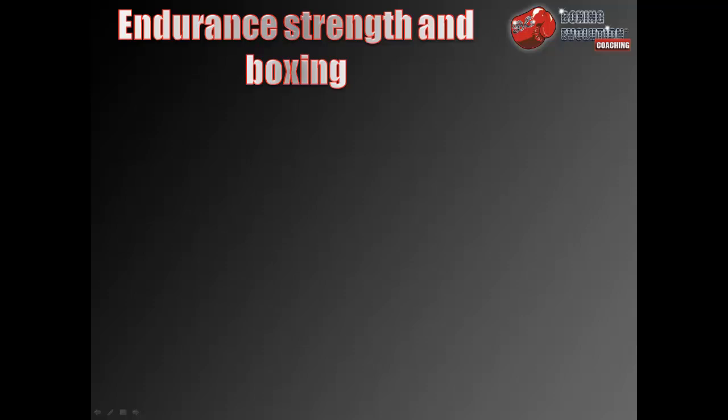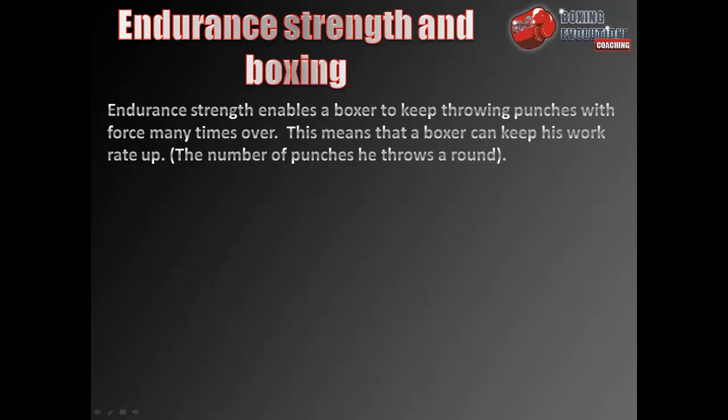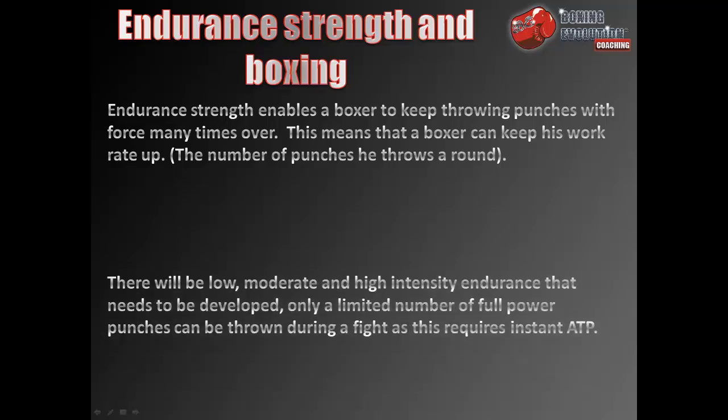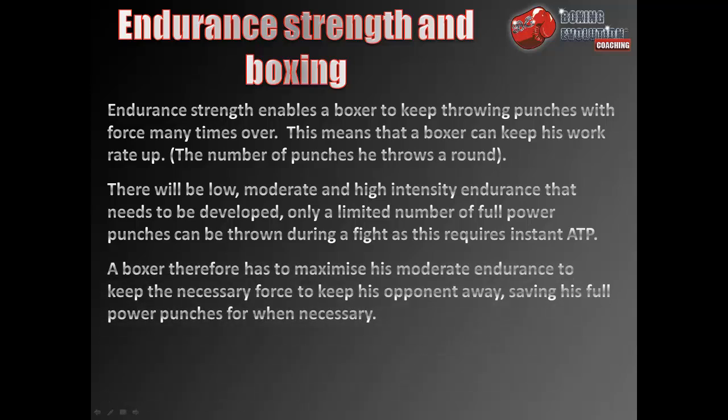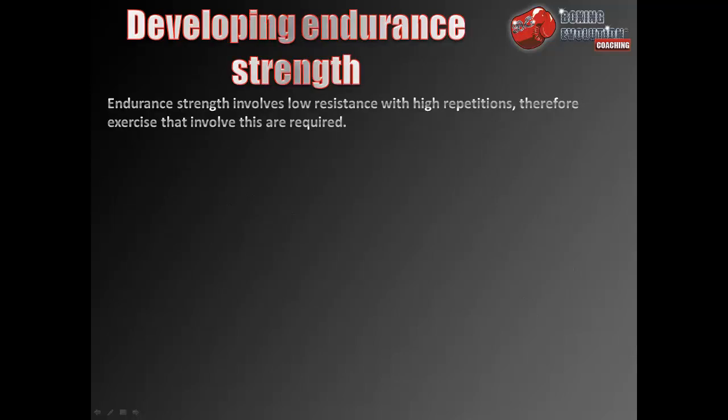Endurance strength from boxing. Endurance strength enables the boxer to keep throwing punches with a force many times over. This means that a boxer can keep his work rate up, the number of punches he throws in a round. There will be low, moderate and high intensity endurance that he needs to develop. Only a limited number of full power punches can be thrown during a fight, as this requires instant ATP. A boxer therefore has to maximise his moderate endurance to keep the necessary force to keep his opponent away, saving his full power punches for when necessary.